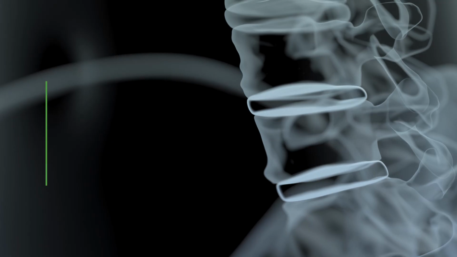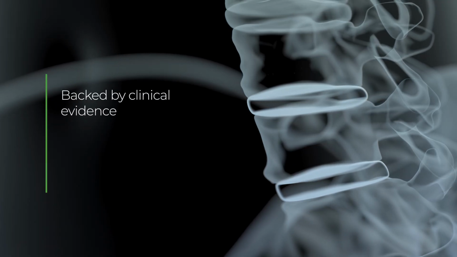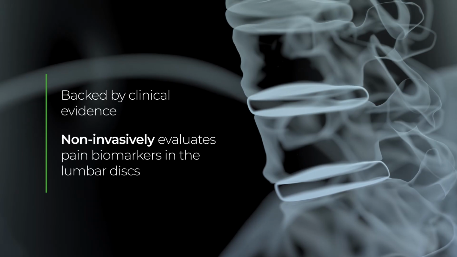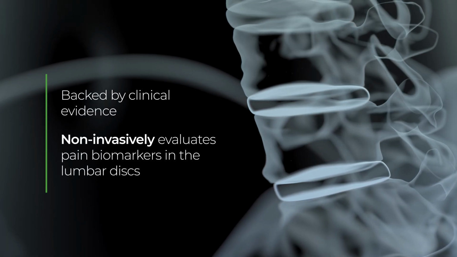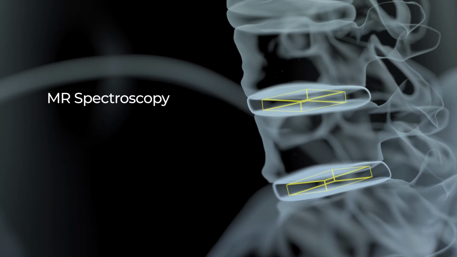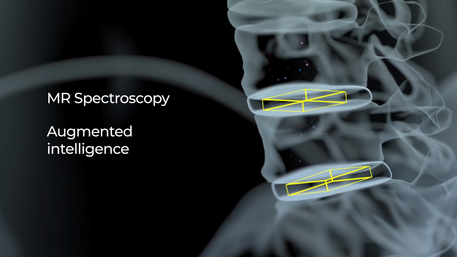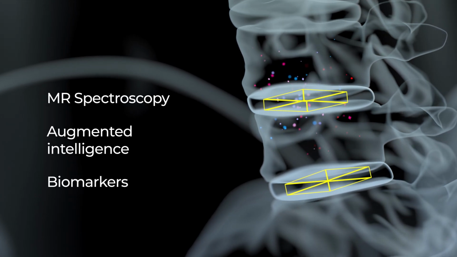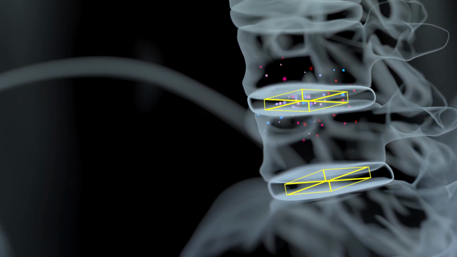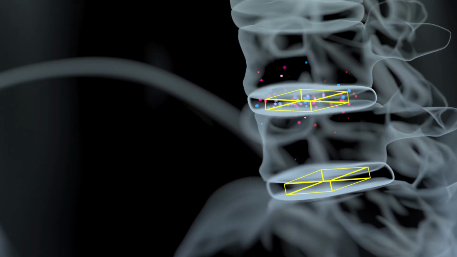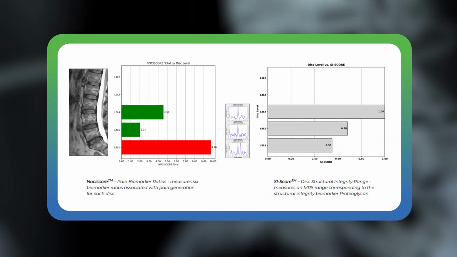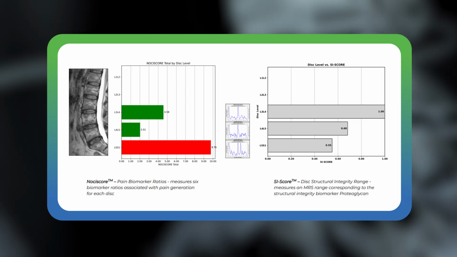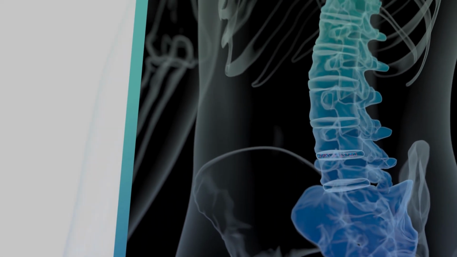Nociscan is the first software platform backed by clinical evidence that helps physicians non-invasively identify which lumbar discs are causing pain. Using MR spectroscopy and augmented intelligence, Nociscan analyzes biomarkers, or chemical signals, in the spinal discs. When specific biomarkers appear in certain ratios, they indicate a painful disc. Nociscan quantifies these biomarkers and transforms the complex data into actionable insights, helping surgeons make more informed treatment decisions for patients with chronic low back pain.